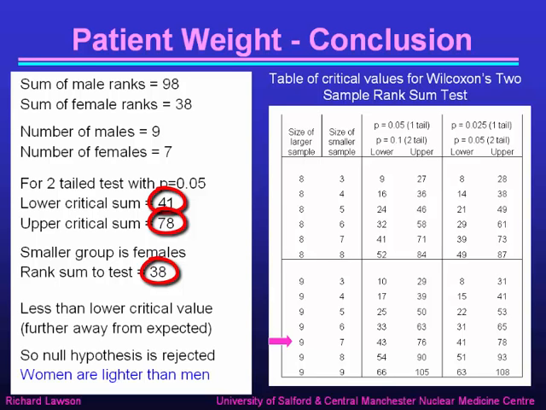Well, our 38 is less than 41. It's further away from the expected value, therefore we have a significant result. So we can reject the null hypothesis. We have to accept the alternative hypothesis, and so women are lighter than men. The result that we had is significant.